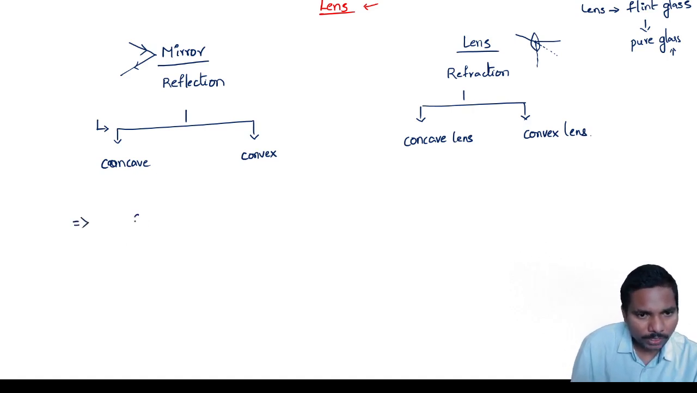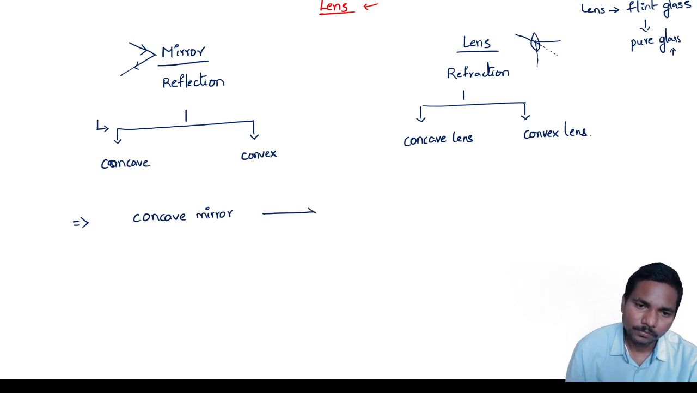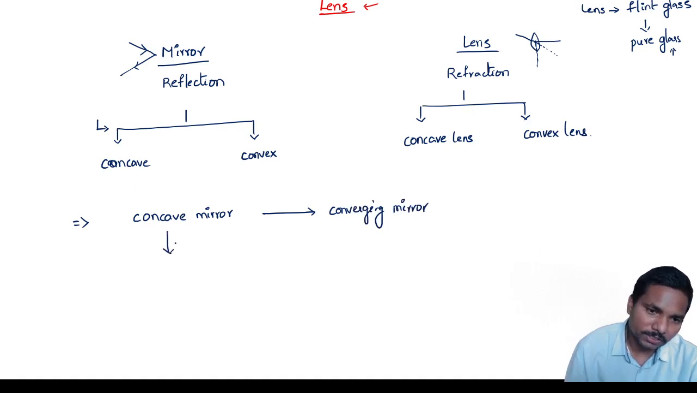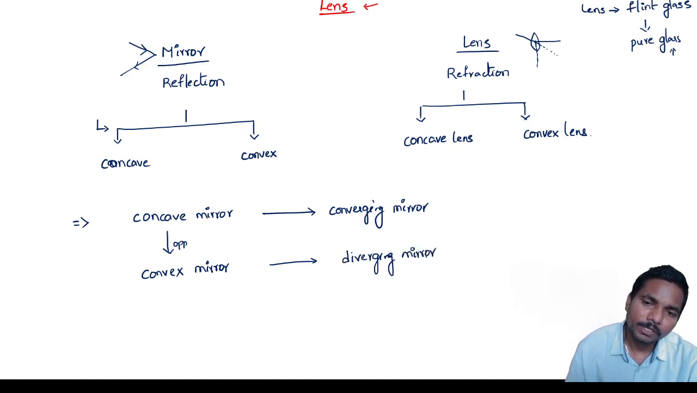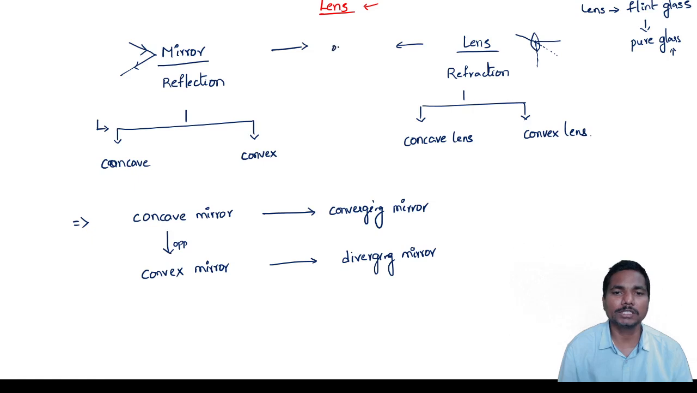We have already discussed the mirror. The concave mirror is also called the converging mirror. And what is the opposite of the concave mirror? The convex mirror. What will it do? It diverges, so it is a diverging mirror. We know this very well, correct? In the mirror it is reflection, in the lens it is refraction. That means mirrors and lenses are almost opposite.